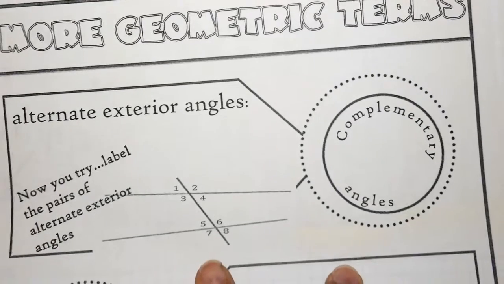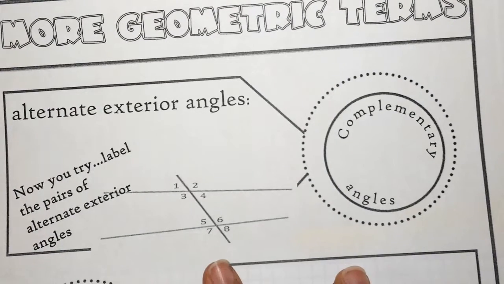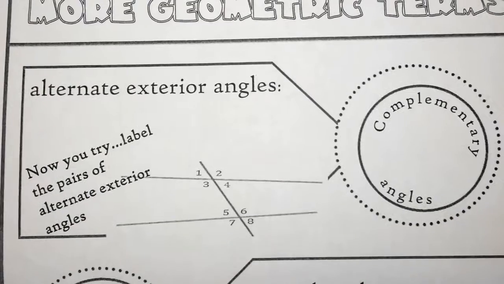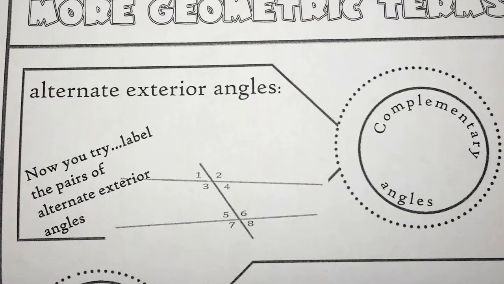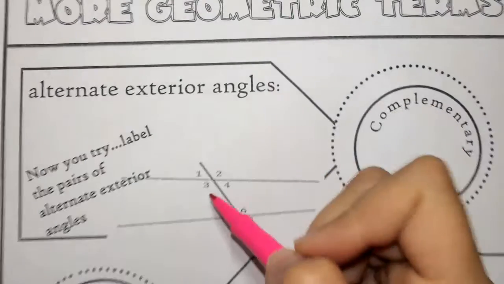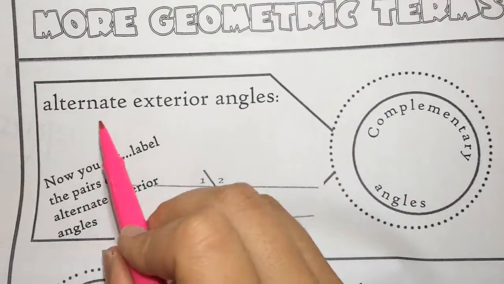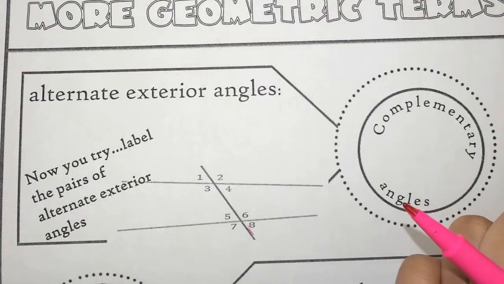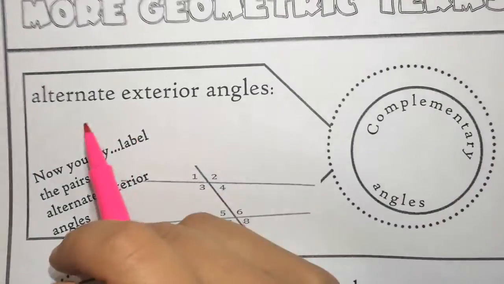Alternate exterior. So if alternate interior lies on opposite sides of the transversal, and inside. Let me try again. Alternate interior, they lie on opposite sides and they're inside. What would alternate exterior be? Opposite sides and outside. Look at you go. Take a point, Tater Tot.